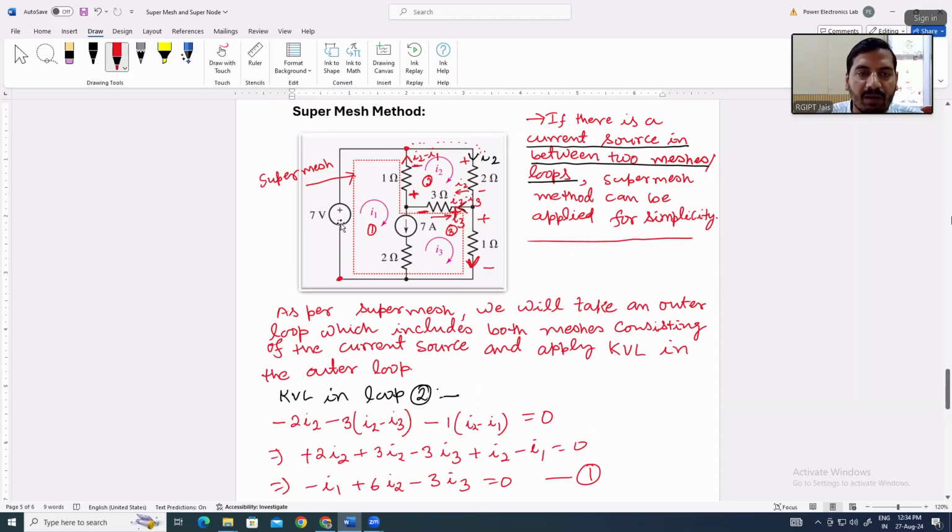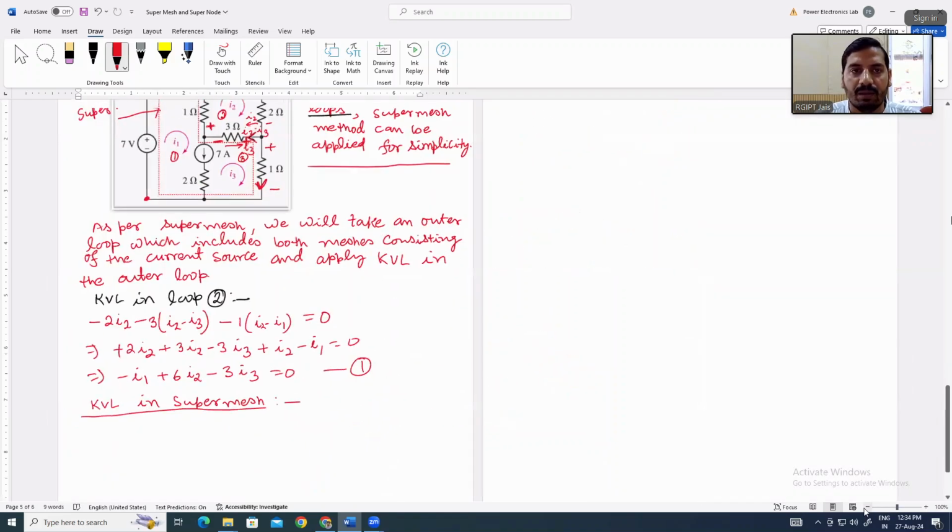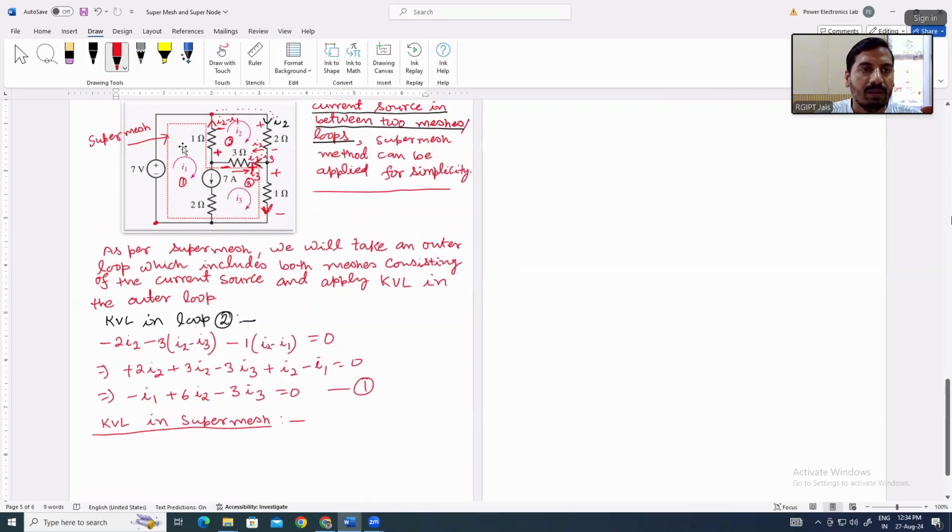Firstly, minus to plus, it will be plus 7, then minus to plus 1 into I2 minus I1, then minus to plus 3 into I2 minus I3, then plus to minus 1 into I3, that will be 0, right? So we will write the KVL equation. We will start at this 7 volt.